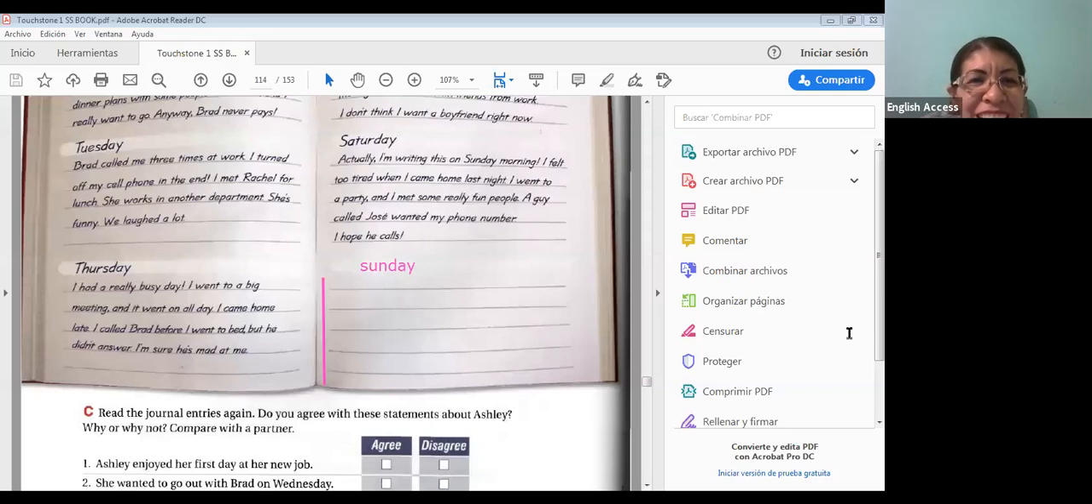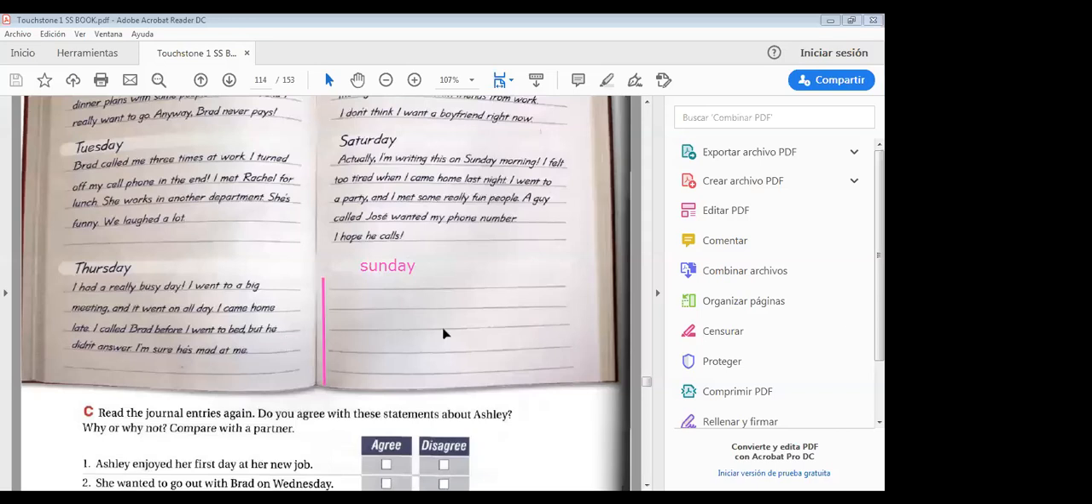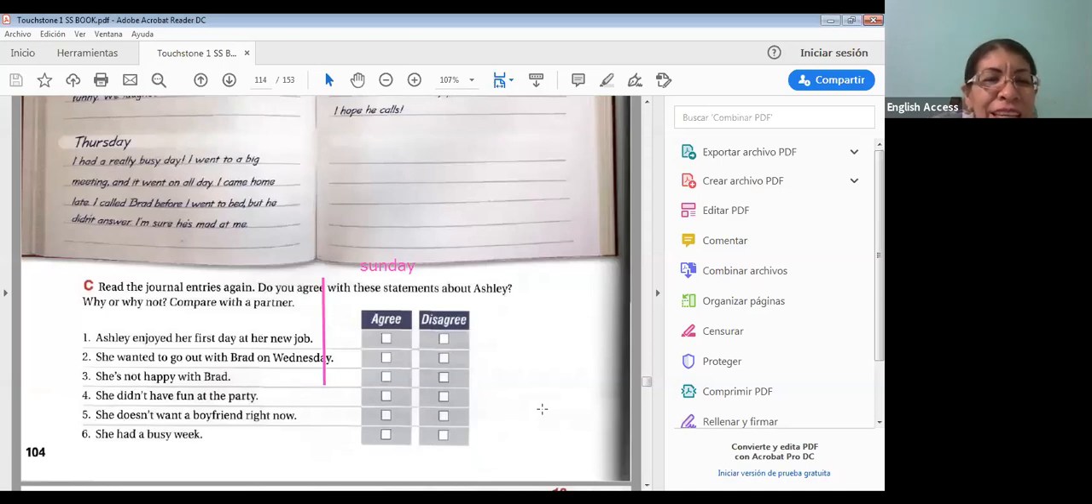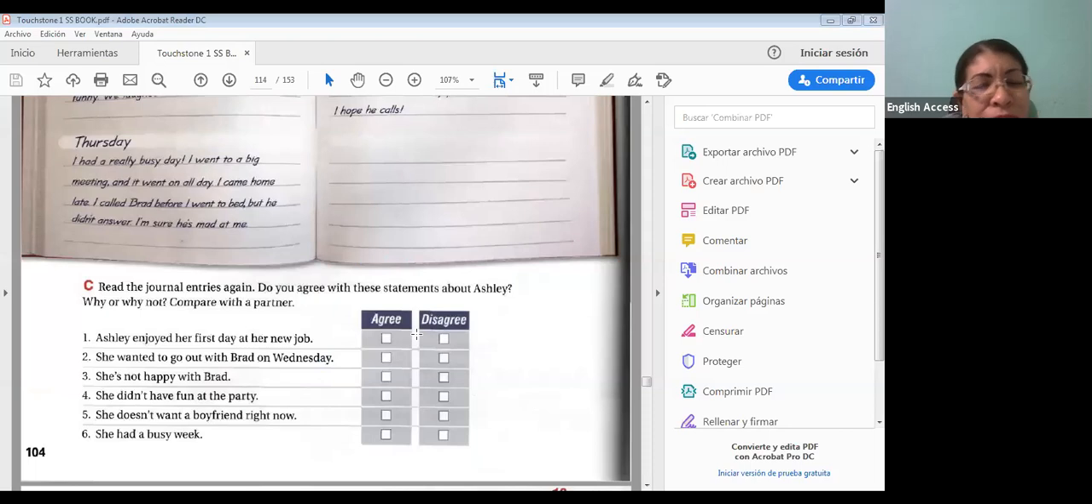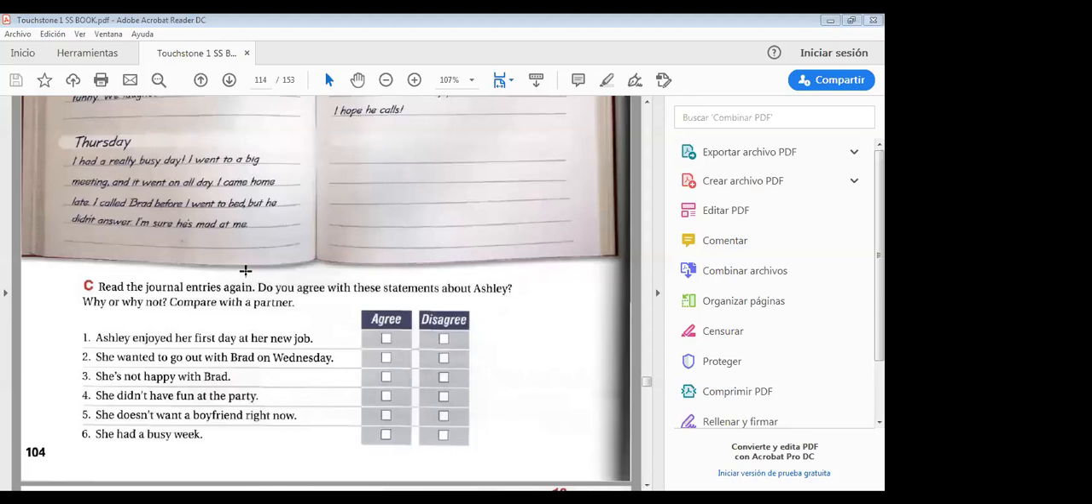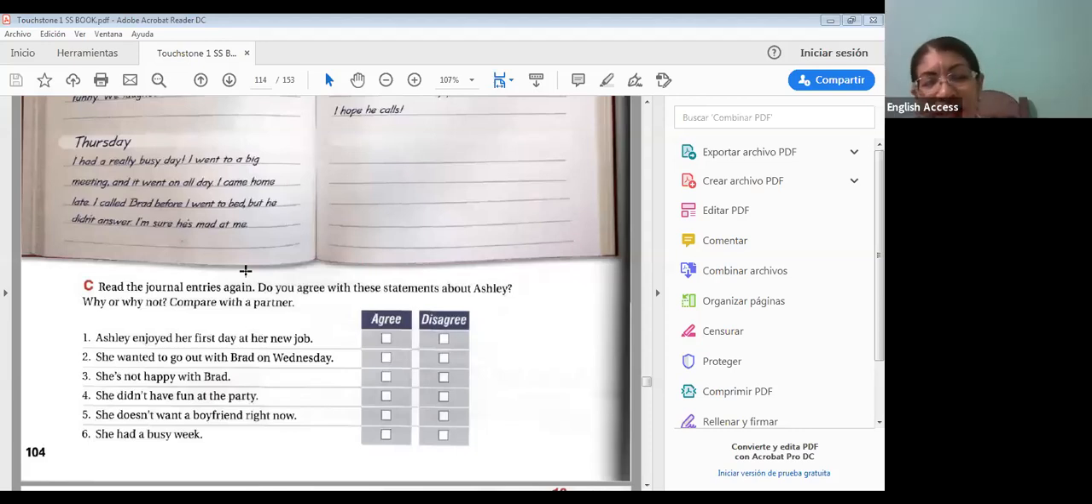You're welcome. Okay, Luis, now let's continue with the exercise C. It says, read the journal entries again. Do you agree with these statements about Ashley? Why or why not? And then you're going to compare. So you can read again the journal. And here, you're going to check just agree or disagree. For example, number one, Ashley enjoyed her first day at her new job. Do you agree or disagree? Agree. Yes, so you're going to check, agree. So continue with the rest, please, Luis, from number two to number six.